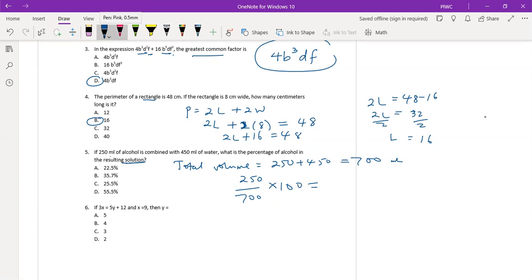So you can use your calculator to do that, or if you want to go manually, then you can cross out. The zeros will cross out, so 250 over 7 left. And that gives us 35.71%. So to one decimal place, that means the answer will be B.